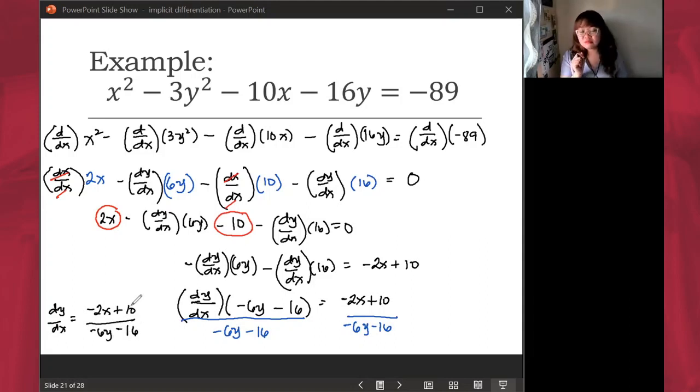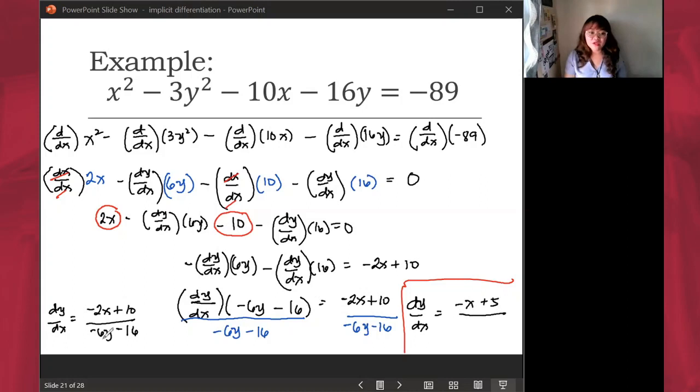Now there are two ways to simplify this. You could simplify it by dividing by 2, or you could simplify it by dividing by negative 2. Now, either of the two will do as long as you do not violate any mathematical law or rule. So if we will simplify that further, let's say I choose to use 2. So I'll have dy over dx is equal to negative x plus 5, I'm dividing by 2, negative 3y minus 8. And this could be your final answer.